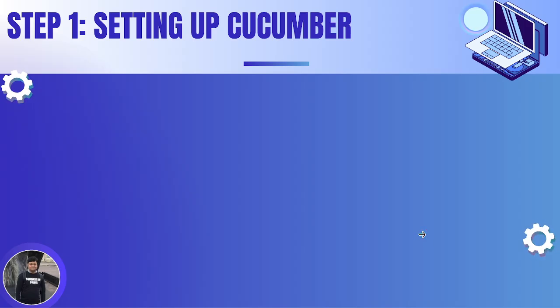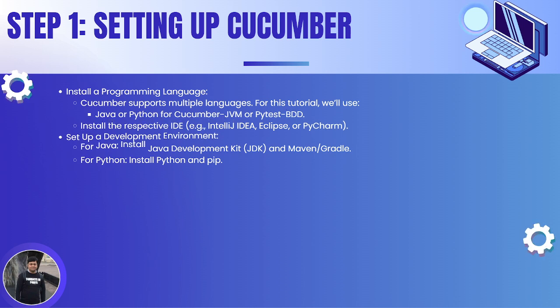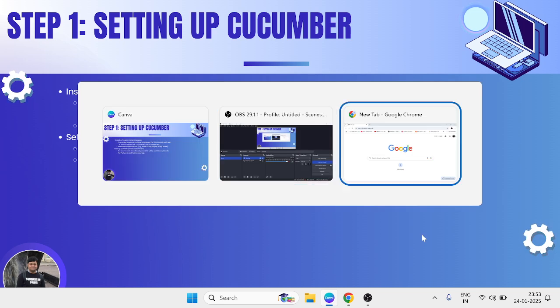So let's go deeper, step by step, in Cucumber. Step one is setting up Cucumber. Install a programming language. Cucumber supports multiple languages. For this tutorial, we use Java or Python. So Java or Python for Cucumber JVM or Pytest-BDD. Pytest we will see later in this video. Install the respective IDE. We will install IntelliJ IDEA or Eclipse. So for Java, we will go.